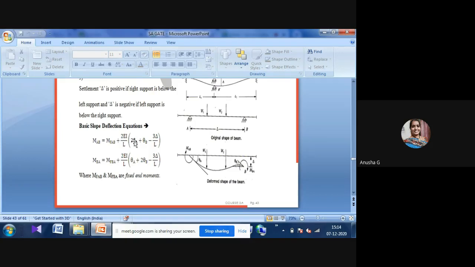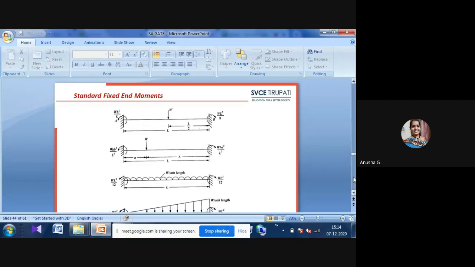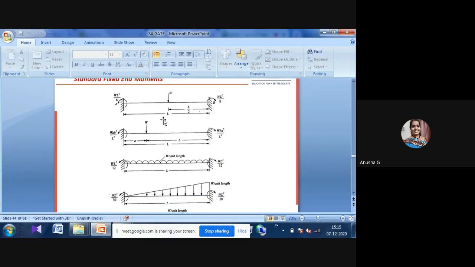2 times starting rotation will be 2 times A, and the other rotation will be the 1 time that you had to check here. A will be the starting means 2 times A, B will be the starting means 2 times B. It is one of the formulas, and then here we can see some more important formulas. If it will be fixed beam, central point load is there.